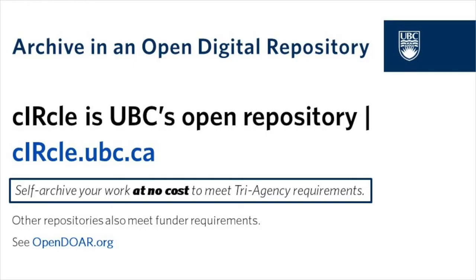The second way to meet your open access requirement is to archive your work in an open repository. At UBC, our open repository is called Circle. Once you register with Circle, we do most of the work for you at no cost. We'll put your article online and we'll preserve it over time.